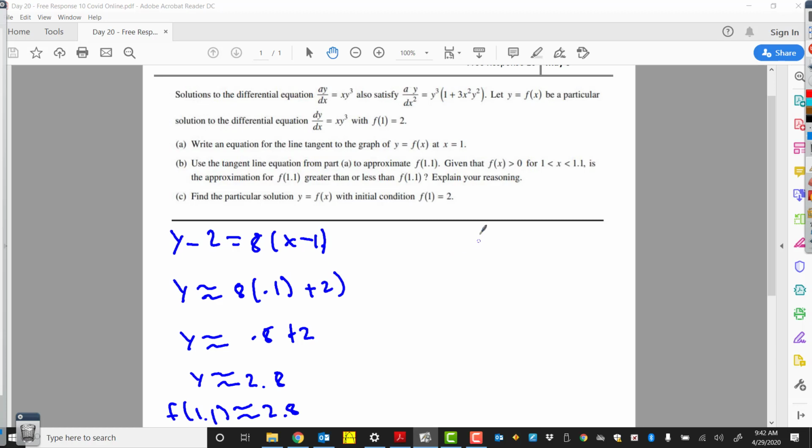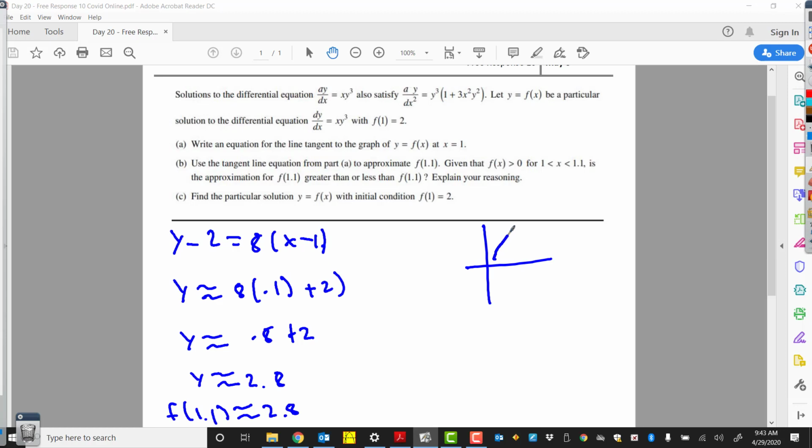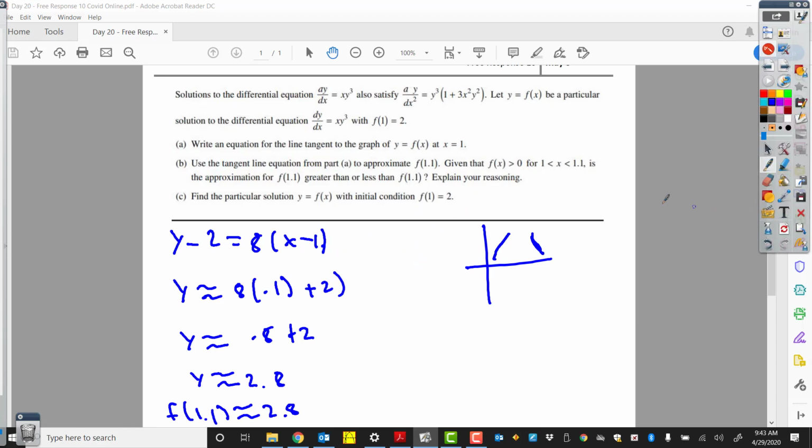We have some positive function, so it's in the positive area. It's either increasing or it's decreasing, but we know it's positive. And we want to know, does this tangent line give us an over approximation or an under approximation of f of 1.1? Let's see what this means. We actually have two cases here.